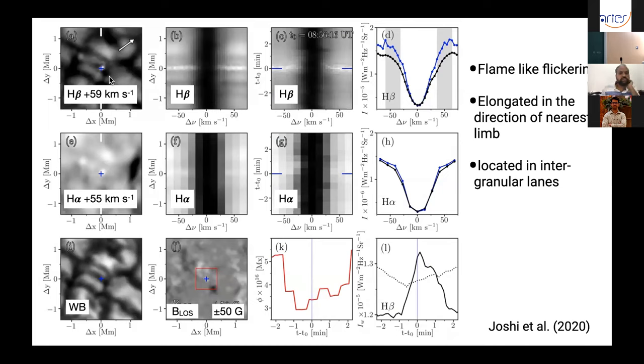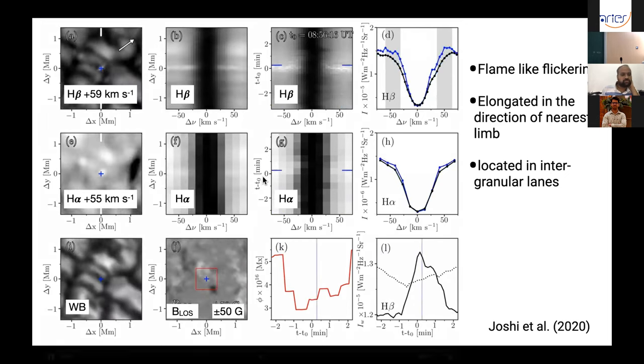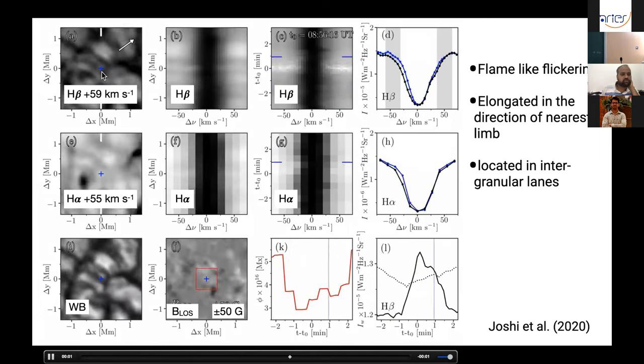Here I'm showing another example where the enhancement in H beta is very big and in the images it is very tiny, but when I play the movie, you see that it is a very impulsive event. It appears in a few frames and it's gone. If you notice the first frame here, you see a very tiny dot appears for a few seconds and disappears.